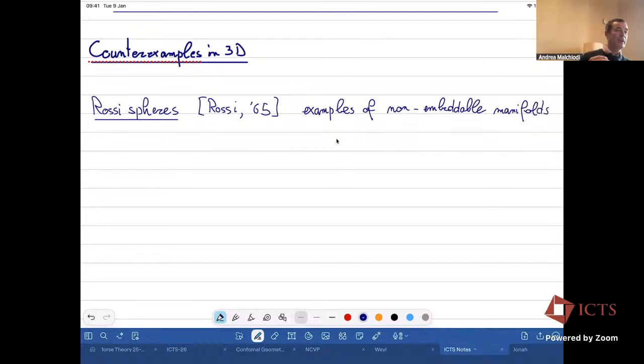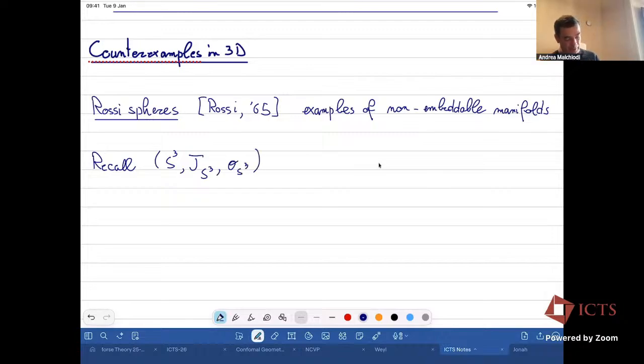We saw that by the result of Boutet de Monvel, manifolds are always embeddable if the topological dimension is greater or equal than 5, but in 3 dimensions, it's not always true. But these Rossi spheres are quite simple because they are homogeneous spaces. So basically, you don't distinguish one point from the other. They are just constructed from the standard sphere. Recall the standard sphere, one of the examples that we discussed yesterday.